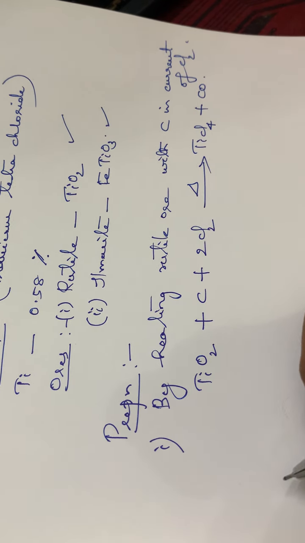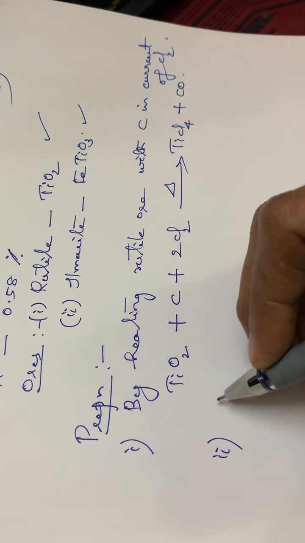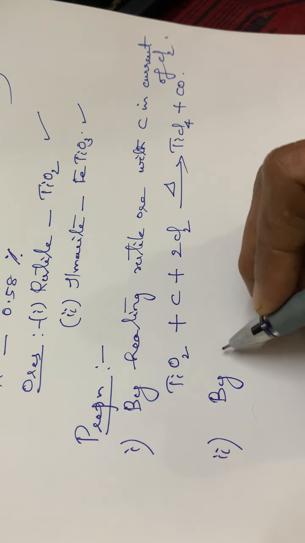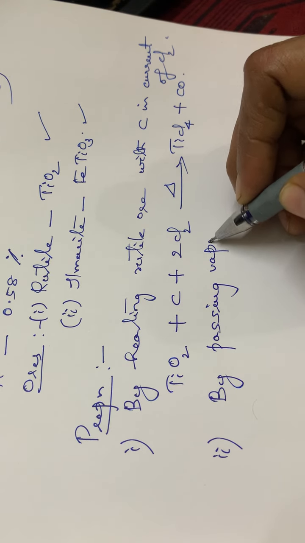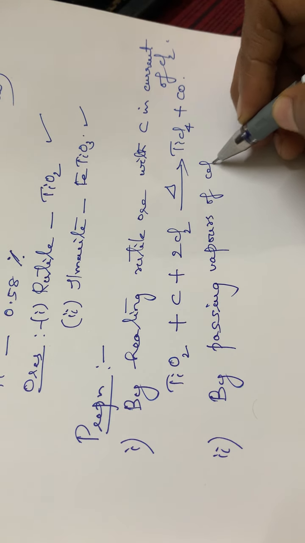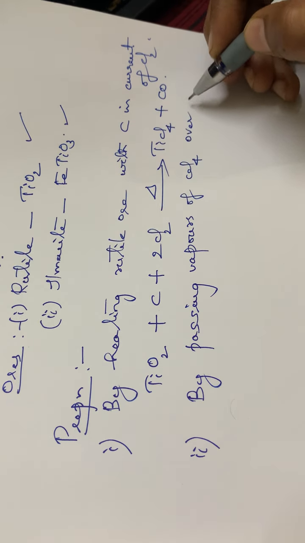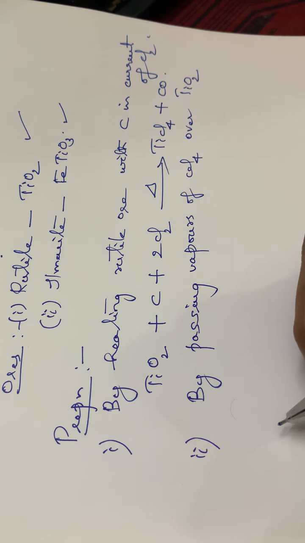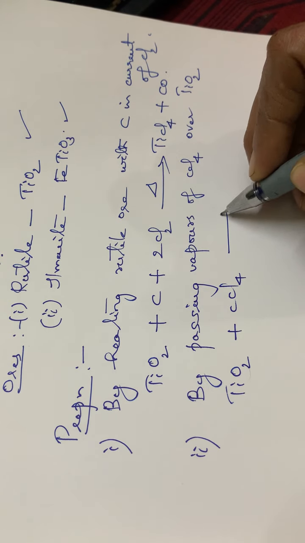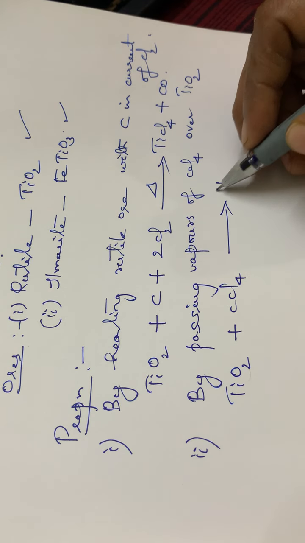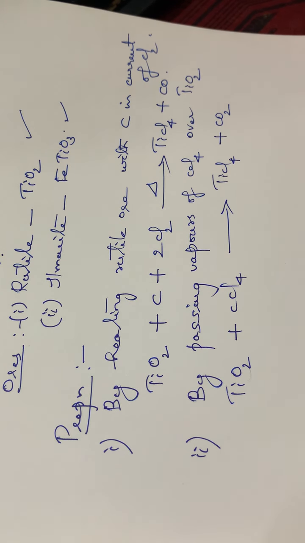So you have to study the three methods of preparation from rutile ore. The second one is by passing vapors of CCl4 over rutile ore, that is TiO2. Write down the equation: TiO2 plus CCl4 vapors, carbon tetrachloride vapors, giving TiCl4 plus CO2. This is the second method of preparation.